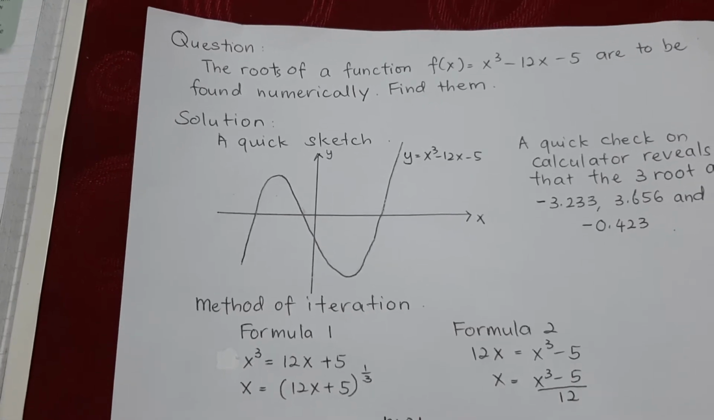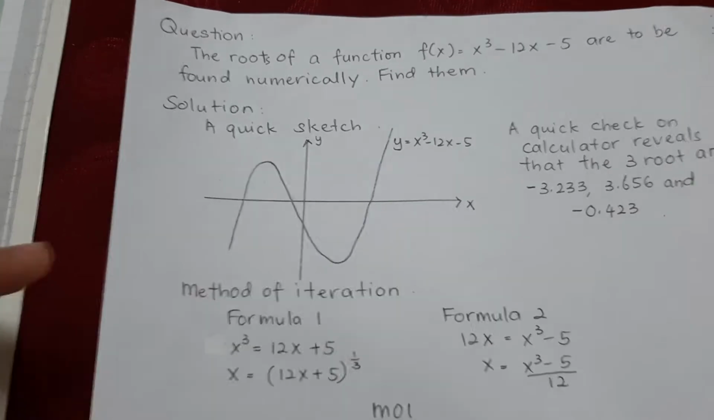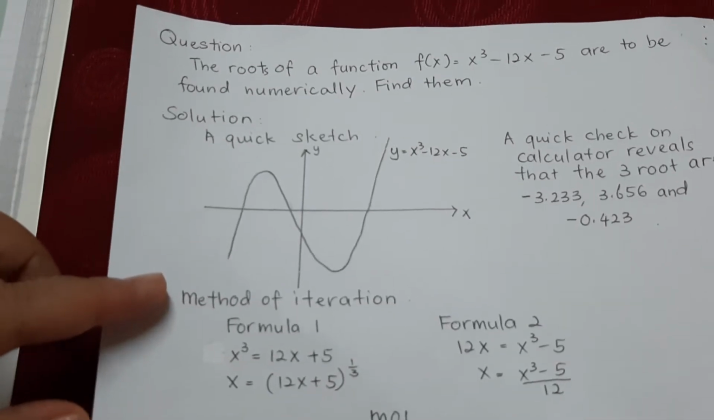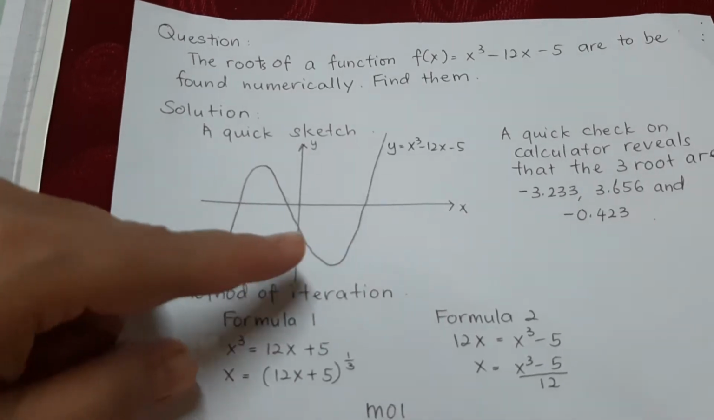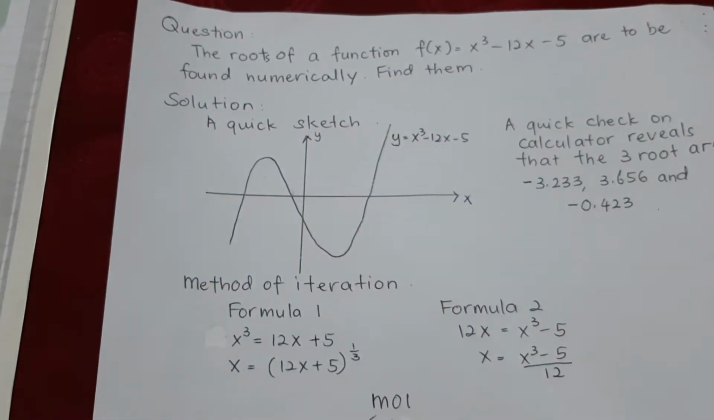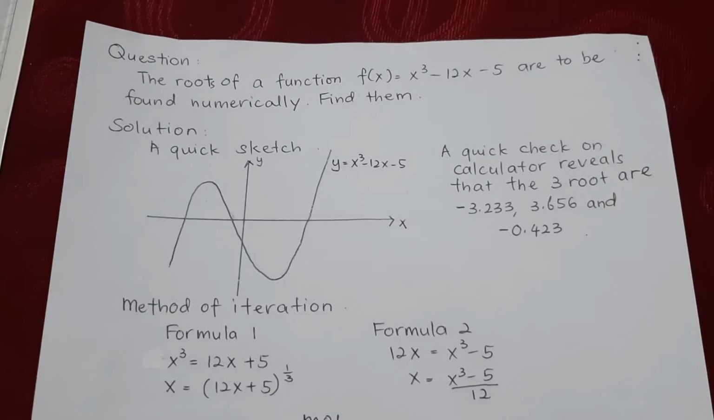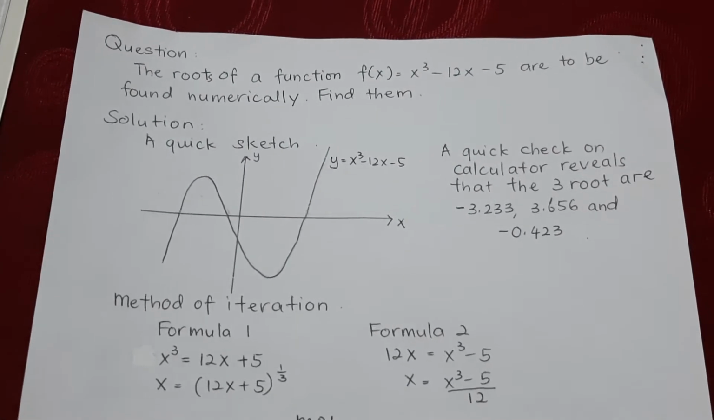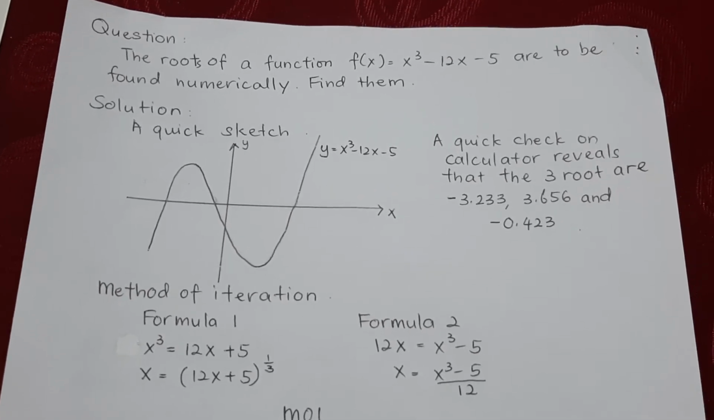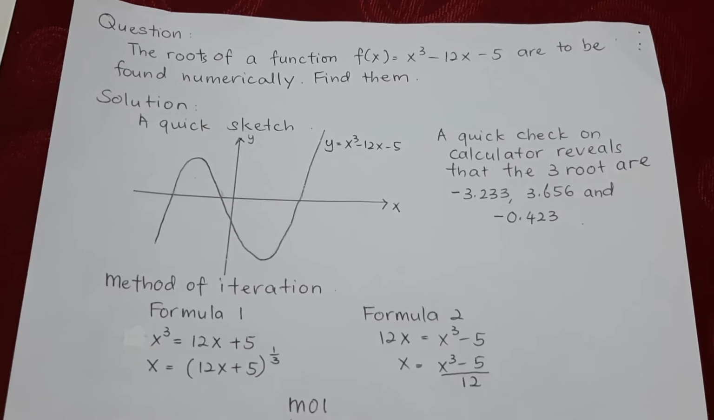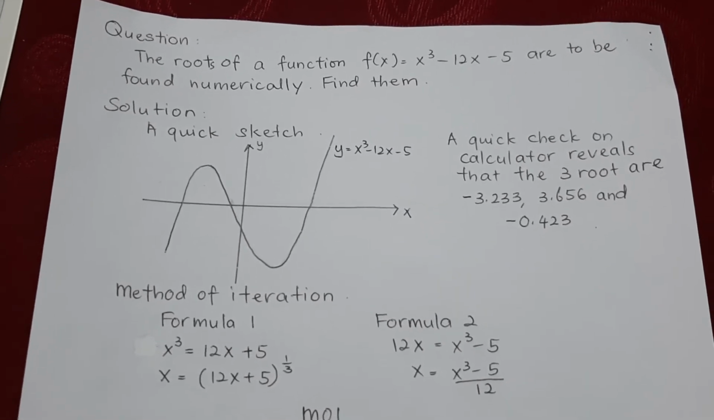Since the coefficient of x cubed is positive, the graph will be concave downward and then followed by concave upward. There are three roots. You can easily check with your calculator what the roots are: negative 3.233, positive 3.656, and negative 0.423. Those are the roots that you find through your calculator.